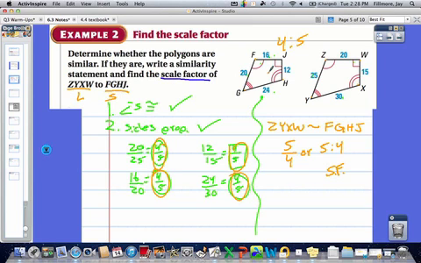Just like on a map, maybe every inch represents 50 miles. That's an example of a scale factor in real life. This scale factor is purely geometric in the context. There's no life application, there's no inches or feet or anything, it's just two numbers. Every 5 units over here represents 4 over here. That's the ratio that compares these two figures.